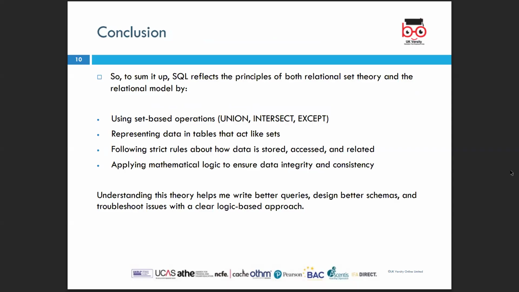So now to summarize, SQL reflects principles of both relational set theory and the relational model. By using set-based operations, union, intersect, and except, representing data in tables that act like sets, following strict rules about how data is stored, accessed, and related, applying mathematical logic to ensure data integrity and consistency.